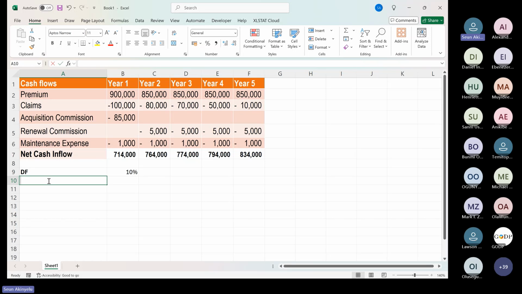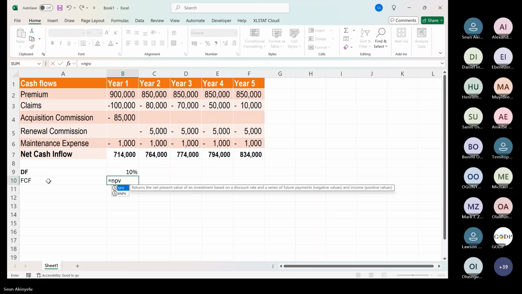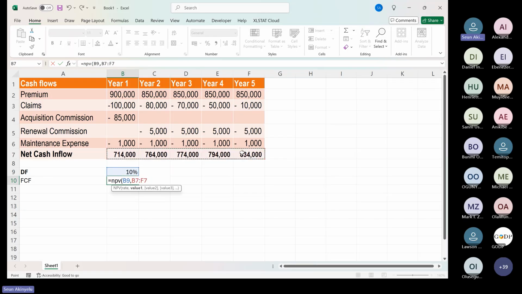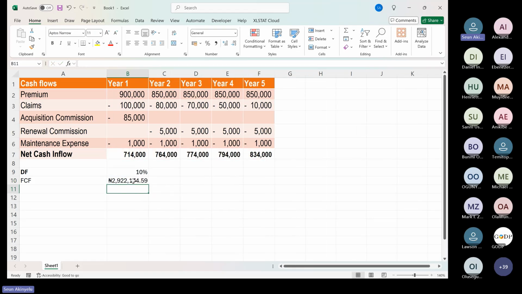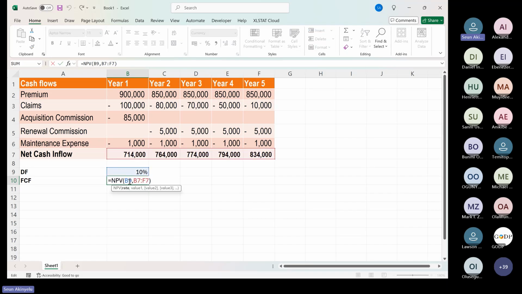That means the fulfillment cash flow will be equal to the NPV, at the discounting rate, of all the money that will come in from period 1 till the end. Effectively, the fulfillment cash flow in this case is 2,922,174.59. Any questions? I just needed to make it simple first as we go on. Any questions on how we calculated the fulfillment cash flow? Remember, I've not factored in risk adjustment. I've not factored in probabilities and stochastic, so I'm taking it step by step. Any questions with this?